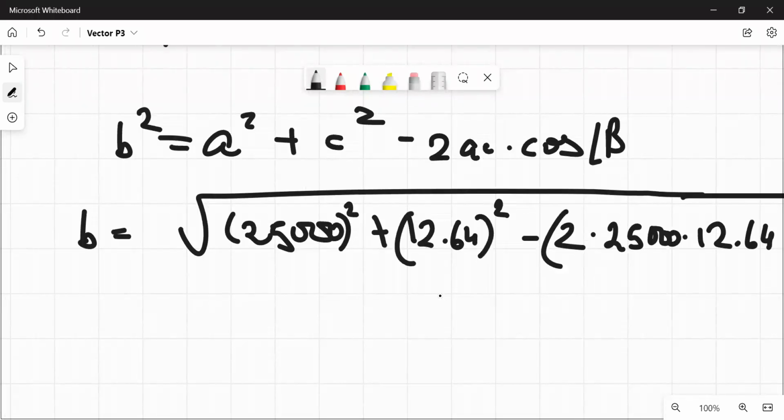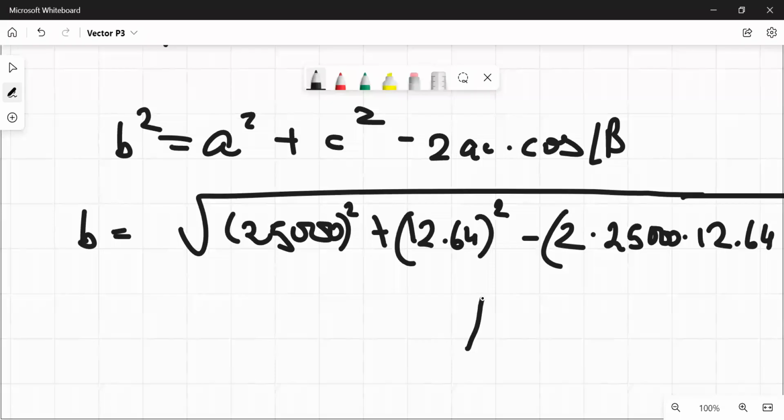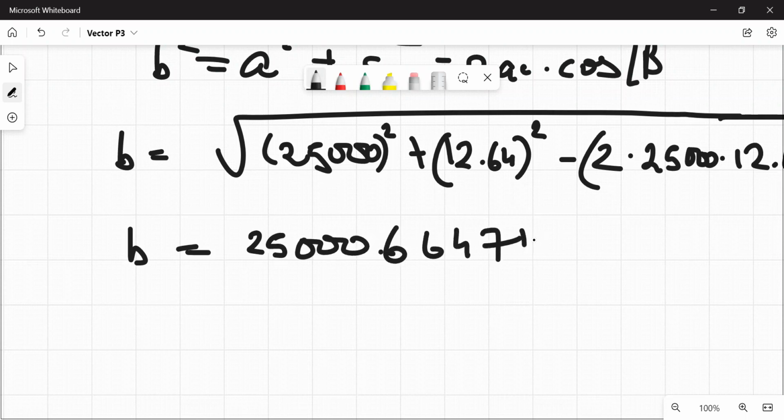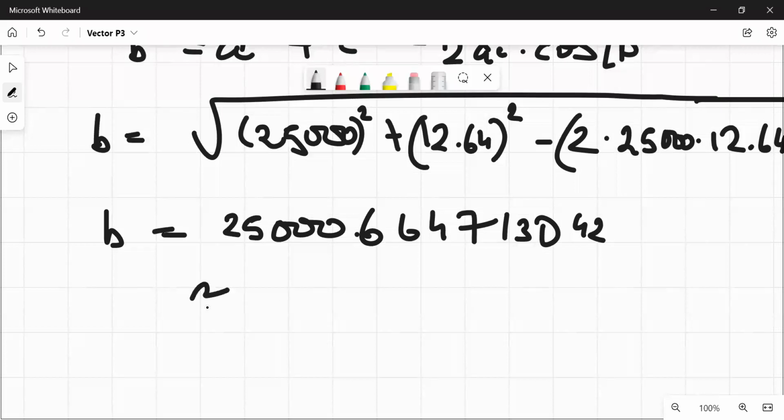Now, if we put all of the stuff inside our calculator, we will get that B equals 25,000.664713042, which we can round up as 25,000.66 miles per hour.